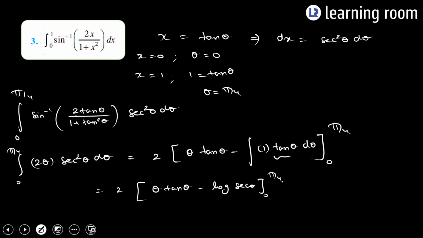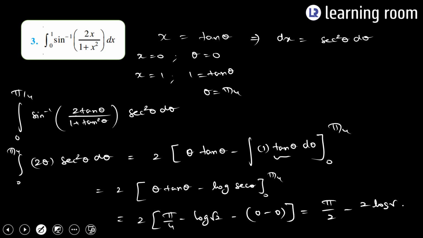So when I start substituting the limits, 2 into, when I substitute the upper limit, I'll get pi by 4 into tan pi by 4, which is 1, minus log of secant pi by 4. Secant pi by 4 is root 2. Minus, when I substitute the lower limit, I'll get 0 into tan 0, which is 0, minus log of secant 0. Secant 0 is 1. So log 1 is 0. So you will get the answer as pi by 2 minus 2 log root 2, or pi by 2 minus log 2, both are valid.